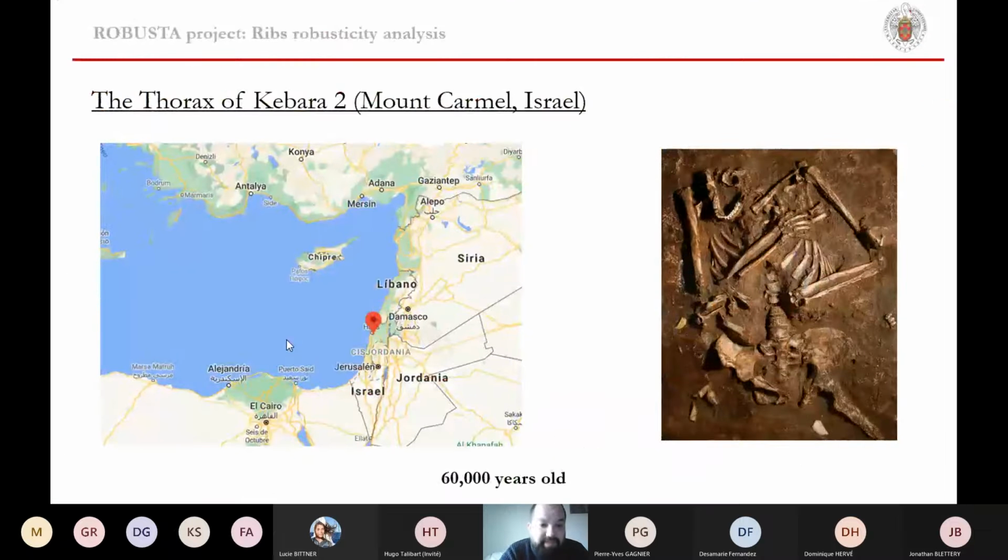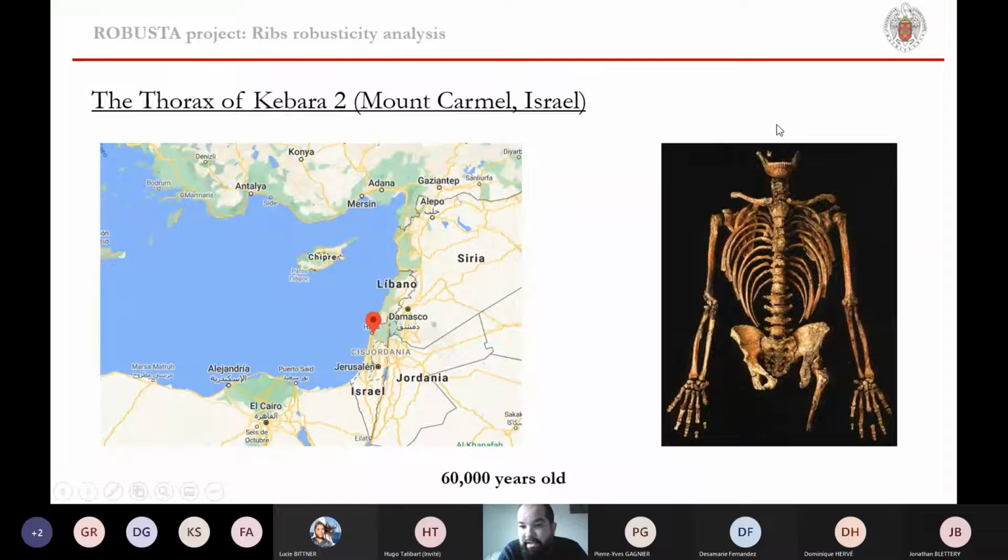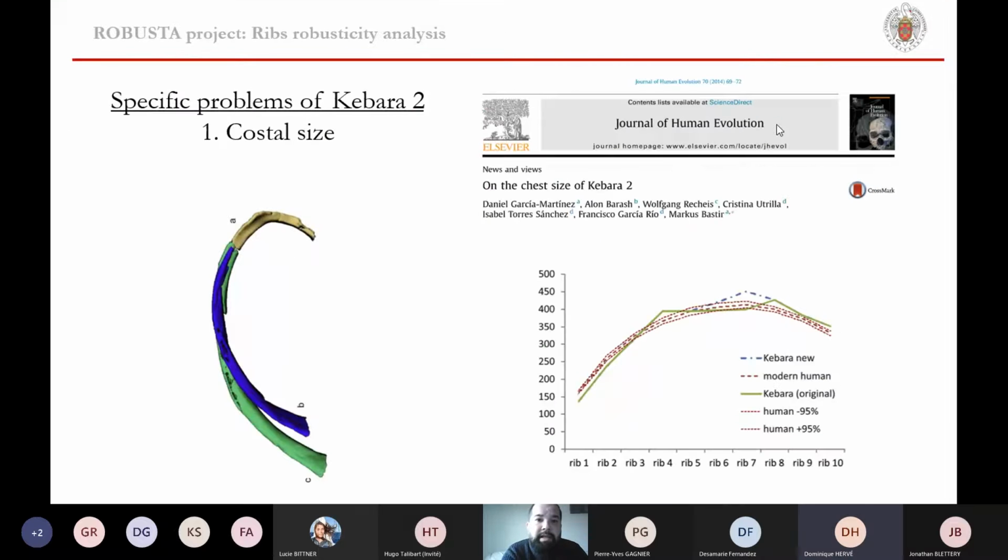So the first Neanderthal that we studied in my dissertation was the Guevara 2 Neanderthal of 60,000 years ago from Mount Carmel in Israel. Here you can see the burial of this Neanderthal, but when you see the individual ribs, you see that it's very well preserved. The rib cage of this individual is very, very well preserved, as well as the pelvis and other skeletal remains. But this individual, even though it is the best preserved Neanderthal in the fossil record, has some problems.